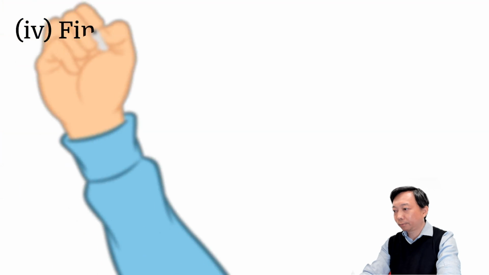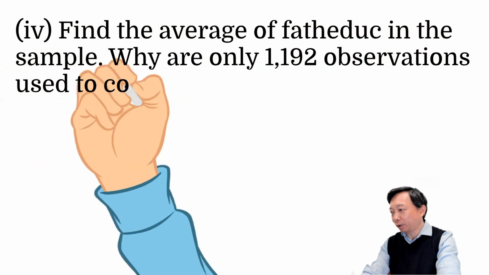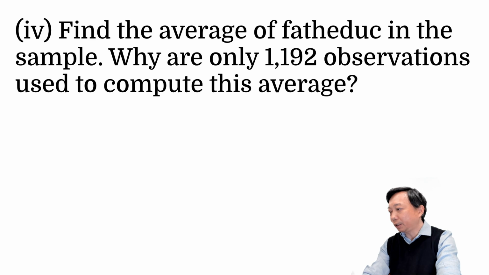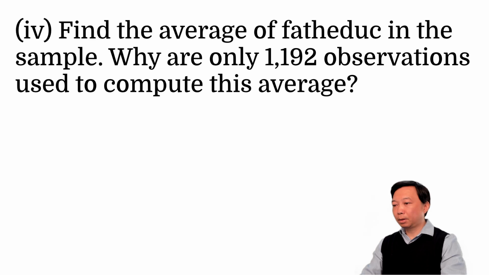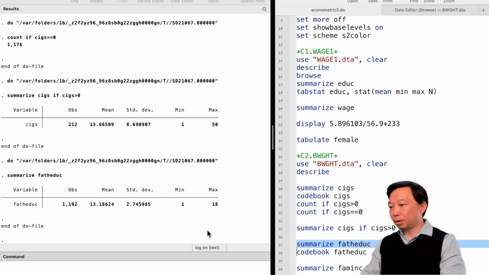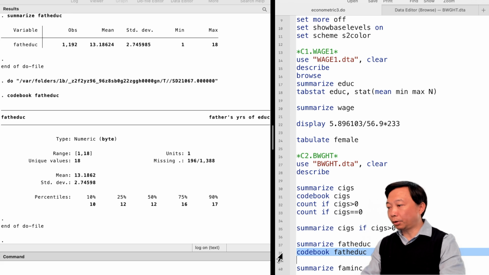The fourth question. Find the average of father's education in the sample. Why are only 1,192 observations used to compute this average? We employ the Stata command summarize, followed by the variable's name. The average of father's education is 13.2 years of education. There were 1,192 observations for this variable because some of the father's education attainments are missing.